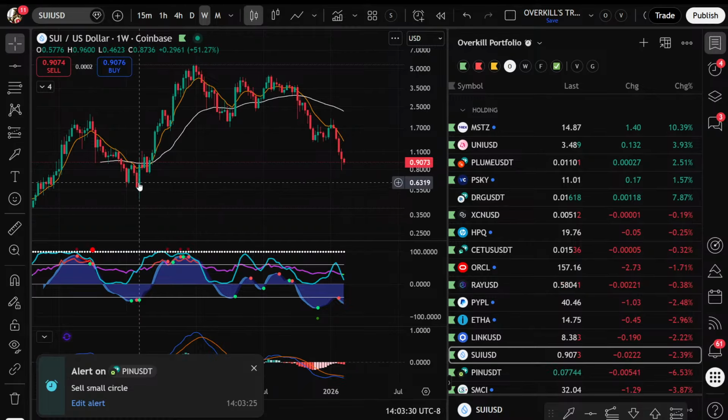Nobody knew what it was right here. Nobody knew what it was. What did it do? Ripski. 60 cents to $5.50. But where was retail really excited about it? Where were they like, yeah, buy.